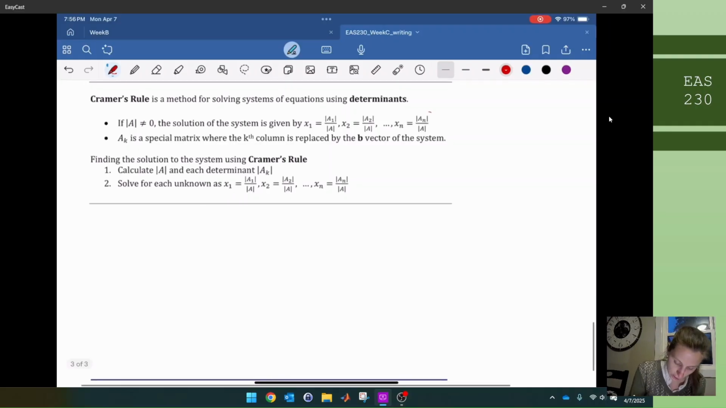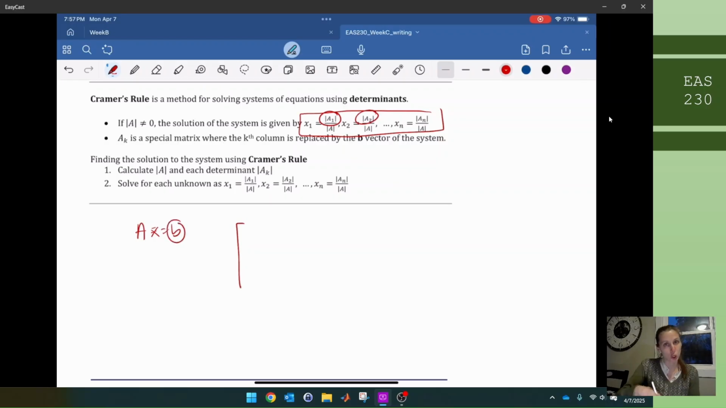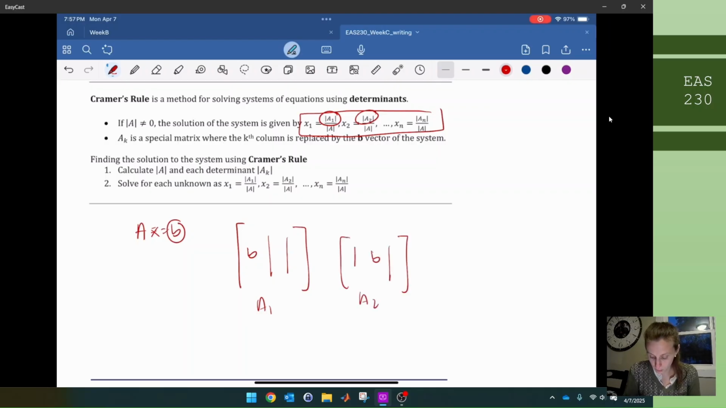given by these equations, where my first unknown is the determinant of A1 divided by the determinant of A. The second unknown is the determinant of A2 divided by the determinant of A. Where the system is AX equals B, these A1, A2, etc. matrices are where my B vector is inserted, replacing the columns of A in a systematic manner. So for A1, it would be B in column 1, and then the rest is A. For A2, B replaces the second column of A, and the rest of it is A.